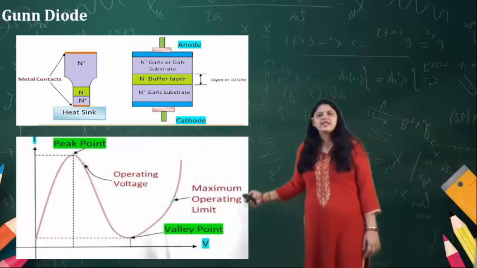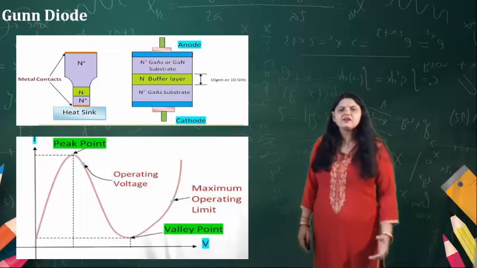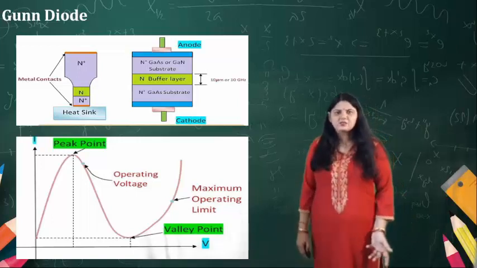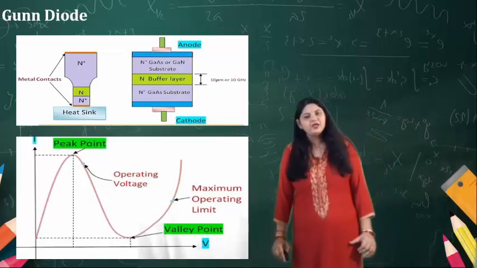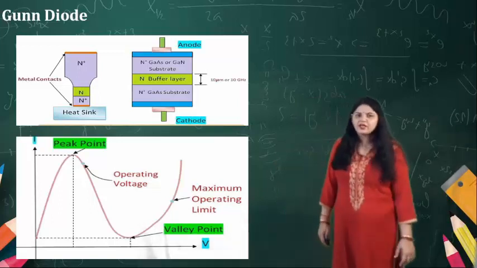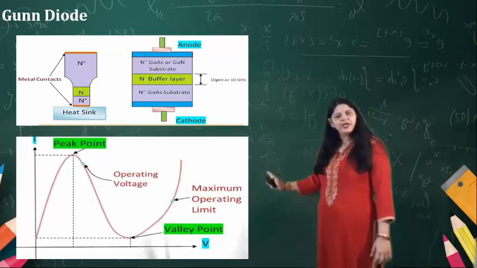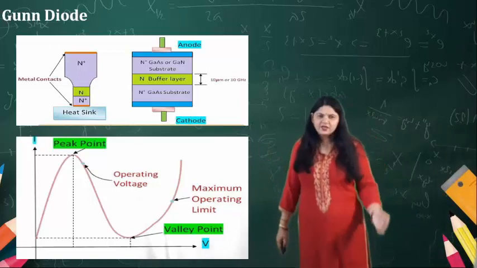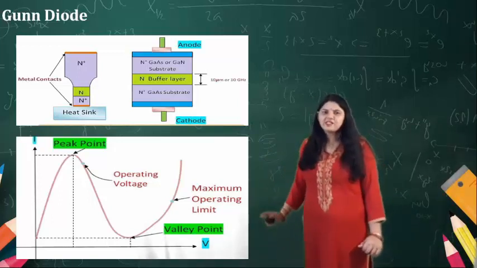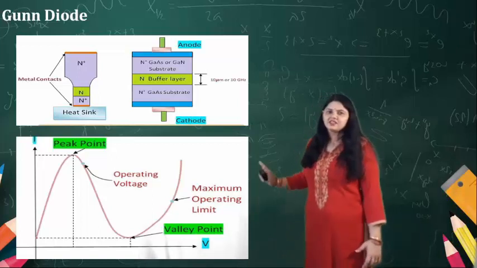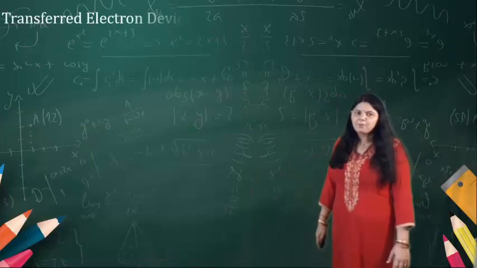Here are the characteristics of the Gunn Diode. When a small voltage is applied, a high value of current can flow through the Gunn Diode. So there is a peak point. After the peak point, the current value gradually decreases, and after a certain point it again starts increasing. This point is referred to as the valley point.